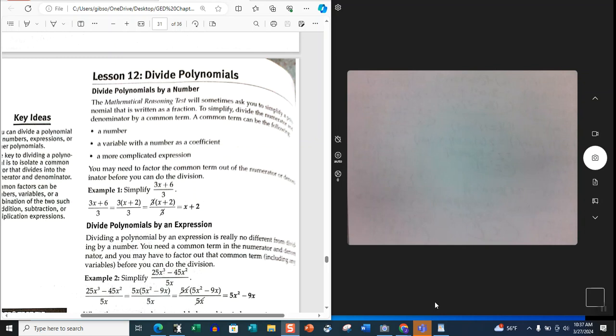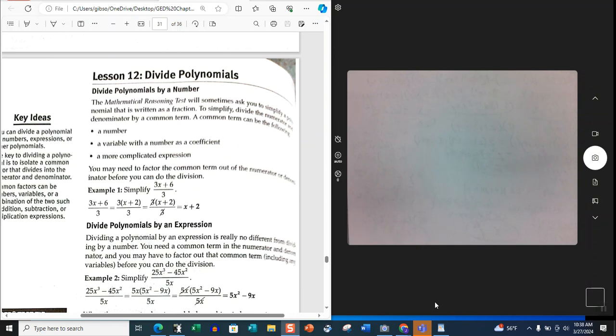Okay, class, we're about to start lesson 12, divide polynomials. Divide polynomials by a number. The mathematical reasoning test will sometimes ask you to simplify a polynomial that is written as a fraction. To simplify, divide the numerator and denominator by a common term.